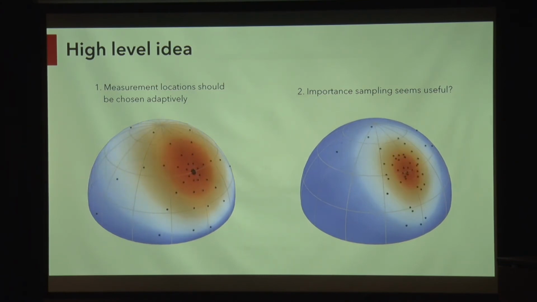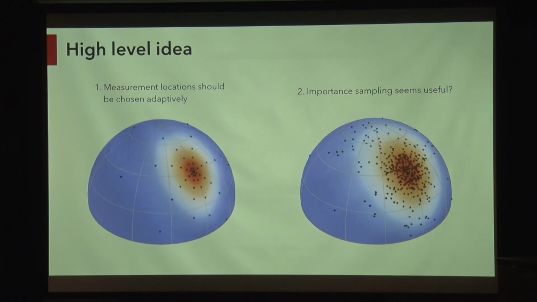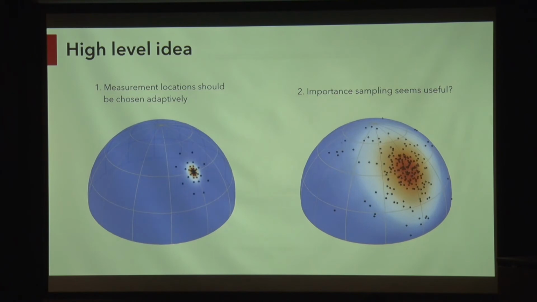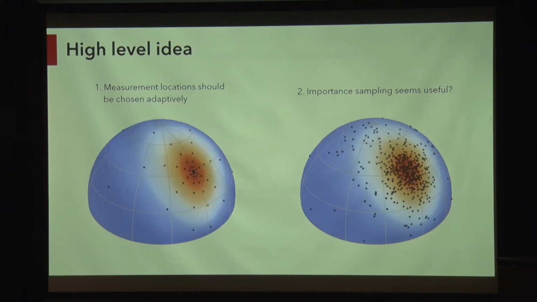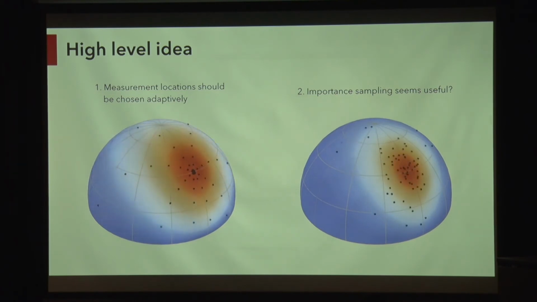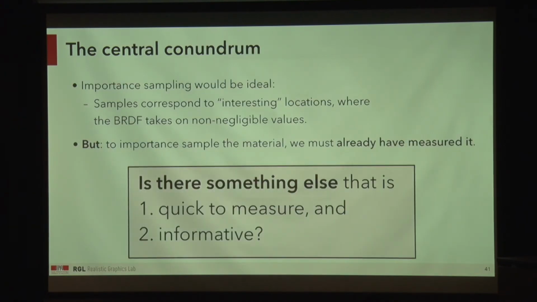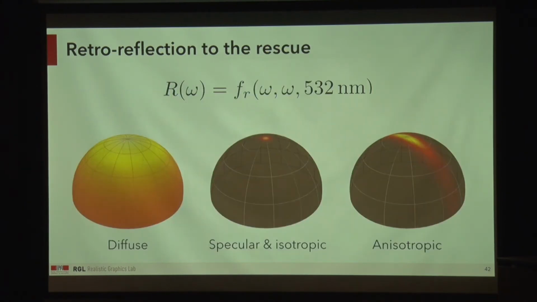Unfortunately, there's a chicken and an egg problem here, which is that to be able to importance sample the function, we actually need to know what it is. But we're trying to measure it. We don't know it yet. So how do we get out of this chicken and an egg problem? So our insight was that maybe there's something else, and in particular something that's faster to measure, and that's informative. So by informative, I mean that we can use it to build such an importance sampling scheme.